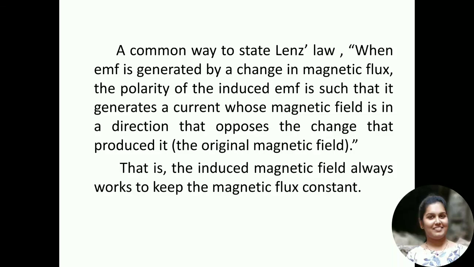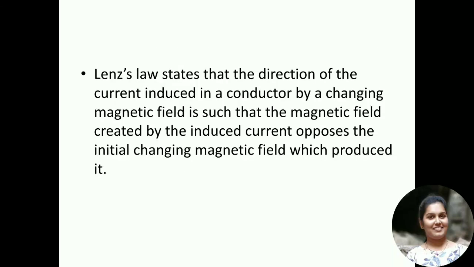So half of the statement is from Faraday's law: the EMF generation is because of the change in the magnetic flux. But the polarity of the produced EMF is such that it generates a current whose magnetic field is in the direction that opposes the changing magnetic field which produces it. The direction of this current flow is given by another rule, Fleming's right hand rule. So the direction of this current is given by Fleming's right hand rule.